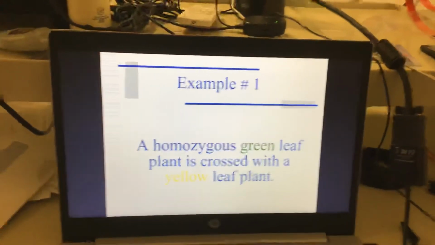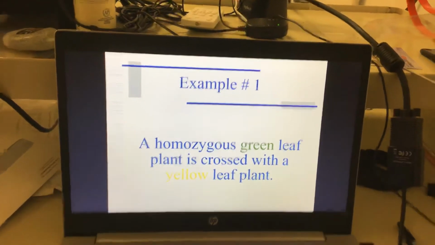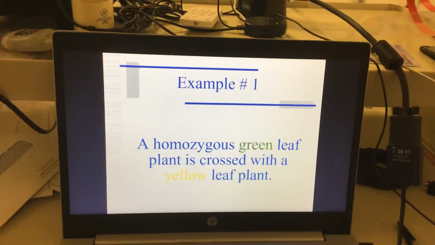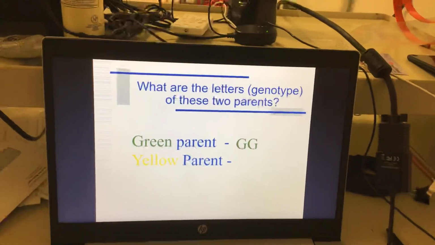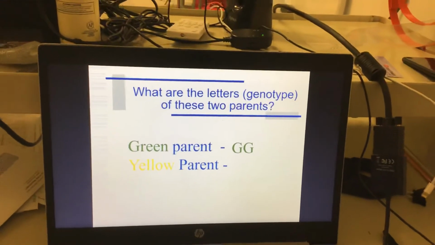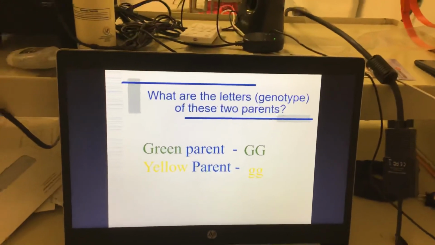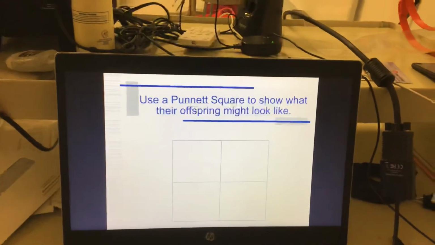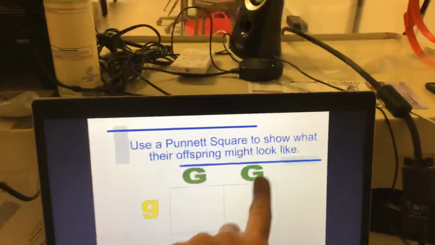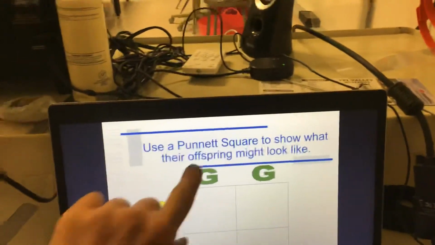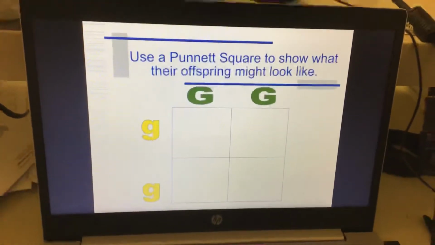Okay, so our example, we're going to cross a homozygous green leaf plant with a yellow leaf plant. Homozygous means the same, and since it's green, it's going to be big G, big G. For yellow, there's only one combination, and it has to be little g, little g. If there's a big G in there, then it's going to be green. And when we cross that, by cross it means they have babies together. Okay, this is how we're going to set it up. It doesn't matter if you put the big G's on the side and the little ones here, or flip them. It doesn't matter, but put one parent on the top and one parent on the bottom.